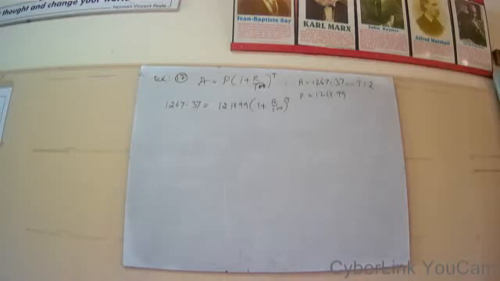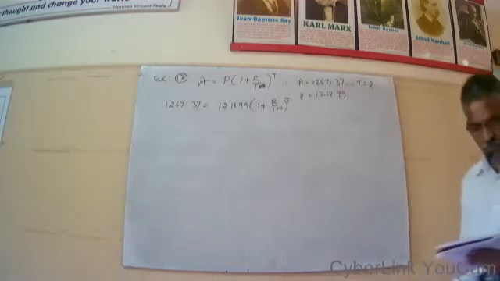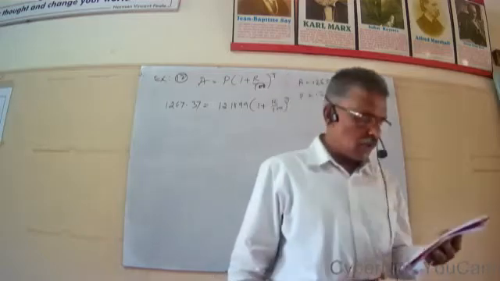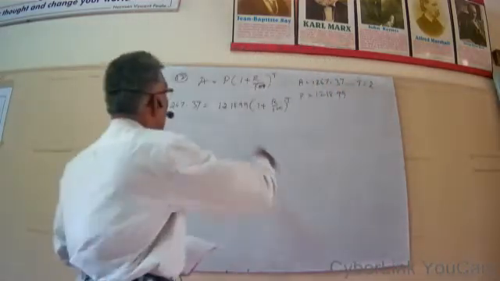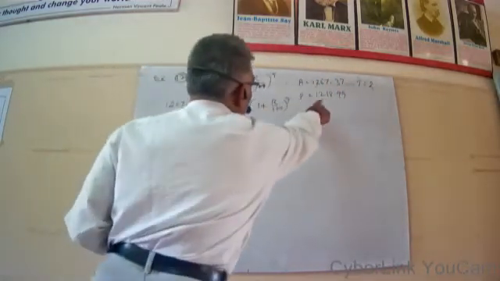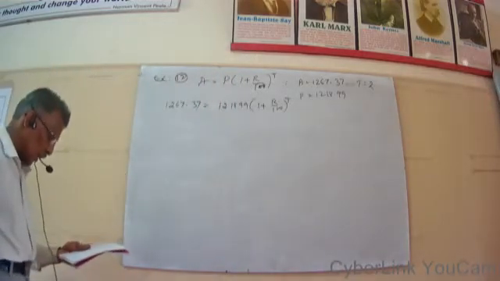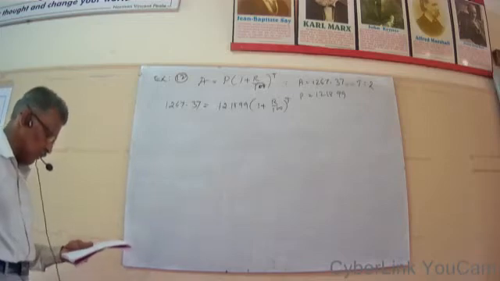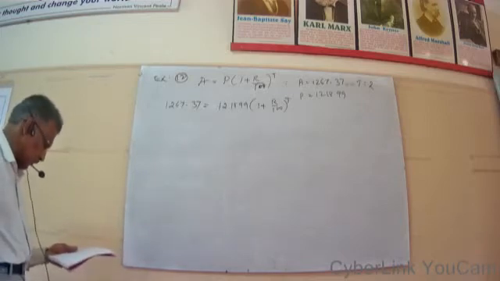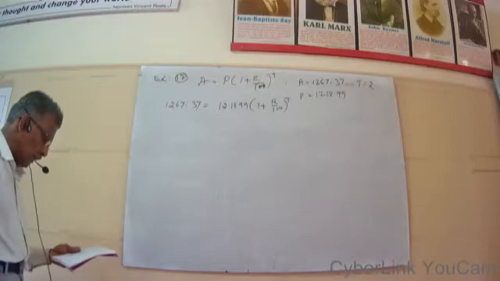Morning. Let us take up some more examples on compound interest. Example number 12: a sum of money invested at compound interest amounts to 1218.99 at the end of 5 years and rupees 1267.37 at the end of 7 years. Find the principal and rate of interest.